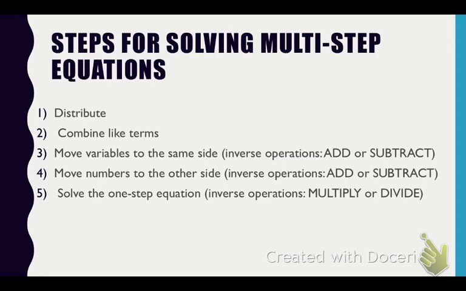So the first thing you do is distribute, then you combine like terms, then you move variables to the same side, and you do that by using inverse operations, adding or subtracting. Then you want to get the numbers to the other side. You also do that by adding or subtracting. And then finally you solve the one-step equation, multiplying or dividing. Generally it'll be dividing, but sometimes you'll have to multiply.